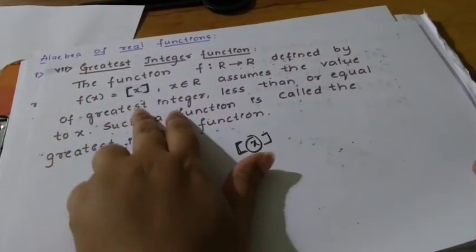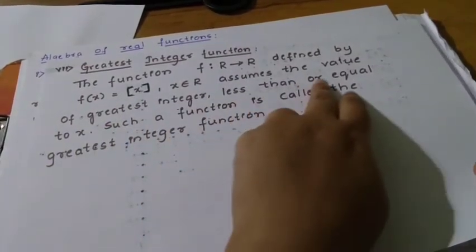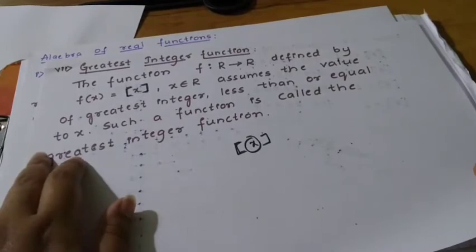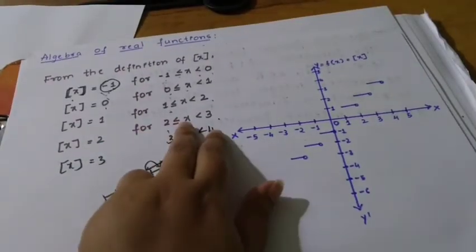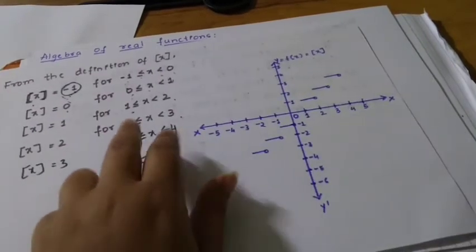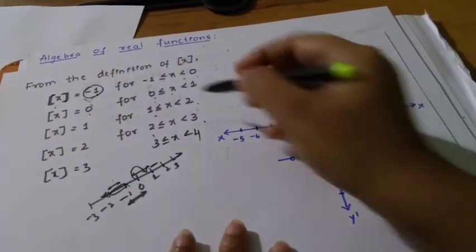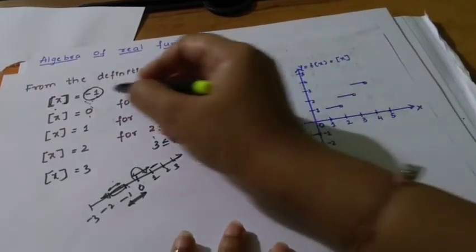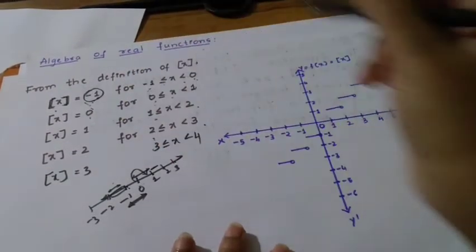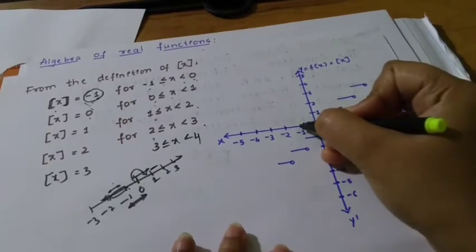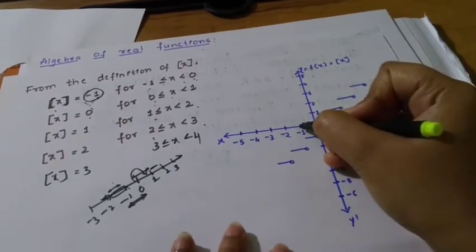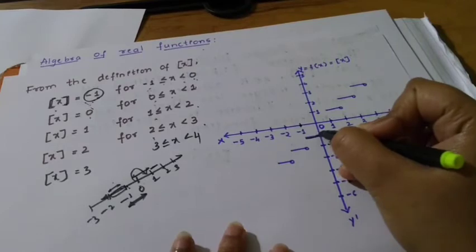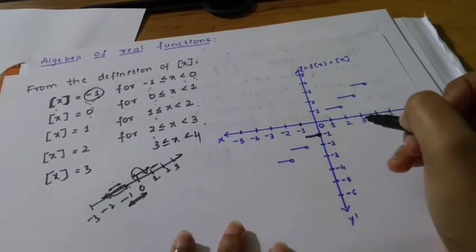If you see the definition here, greatest integer is what? Less than or equal to x. The same thing we have taken here. So see how the graph of this function comes. When the x value is -1, the interval is -1 to 0, so you have to plot it in that interval.